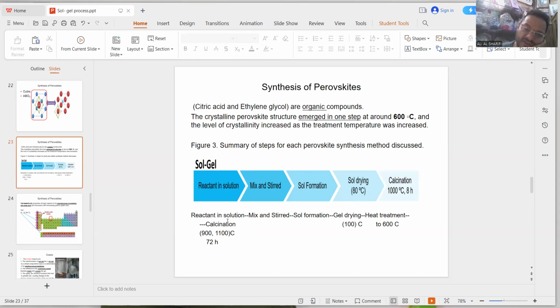mixed and stirred. At the first step, it was hydrolysis, when I put the solvent and metal oxide precursor, mixed and stirred. Before that, I added the agent, and after mixing and stirring, it formed a sol. After that, wet gel to dry gel, and heat treatment to reach 600 Celsius. After that, calcination to obtain the final product, the perovskite oxide.